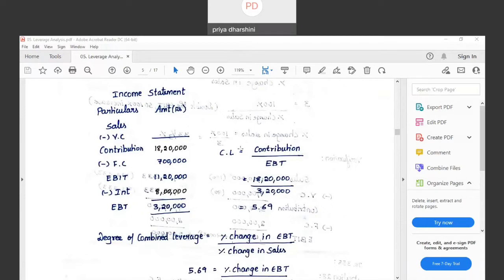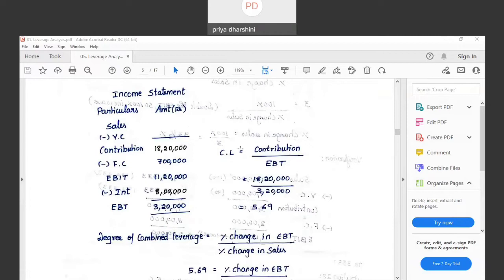Okay. So now please take illustration 46. What is told in the sum? The following information is available for PKJ and company. EBIT is 11 lakh 20,000. Profit before tax is 3 lakh 20,000. Fixed cost is 7 lakhs. Calculate the percentage change in EPS if sales are expected to increase by 5%. So here they have straight away told you to calculate the percentage change in EPS, or earnings per share.